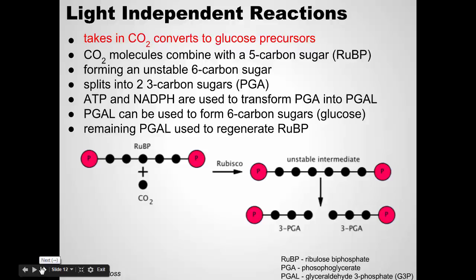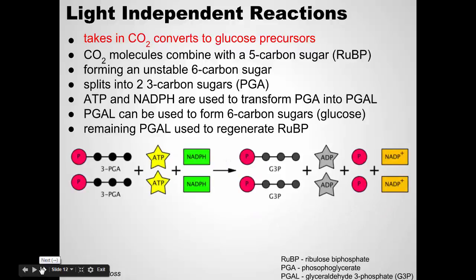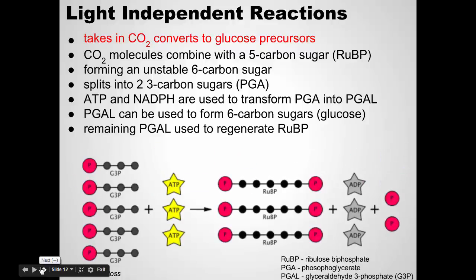Again, we have our 5-carbon sugar, ribulose bisphosphate, combined with carbon dioxide. A very important enzyme called rubisco facilitates this. Then it forms the unstable 6-carbon sugar, which splits into two 3-carbon sugars, the PGA, phosphoglycerate. ATP is used, NADPH is used. Where did these come from? They came from the light reactions. That transforms the PGA into G3P plus ADP and NADP, and eventually those molecules can form glucose. And again, they're recombined to reform ribulose bisphosphate to start the cycle over again.